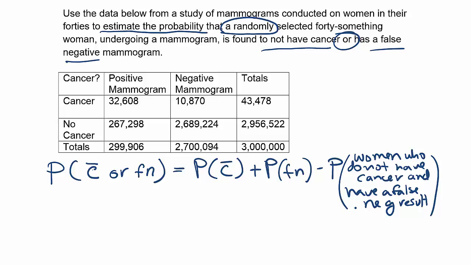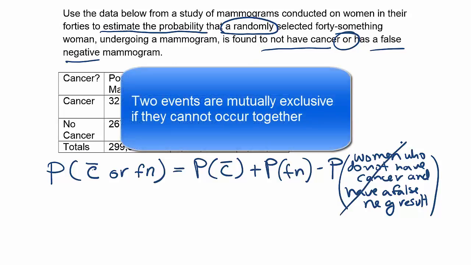So in this case, the mammogram examination can't be a false negative for a woman who does not have cancer. If a woman doesn't have cancer, then a negative result is not false, it's true. So it means it's a correct diagnosis. So in this case, I'm going to say that this is mutually exclusive.